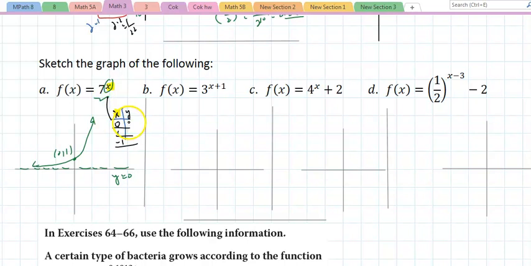7 to the 0 is 1. 7 to the 1 is 7, and 7 to the negative 1 is 1 over 7, so 0, 1. When x is 1, y is 7, so it's a lot steeper than this. 1, 2, 3, 4, 5, 6, 7. So the graph really looks like this, but the green is fine. And negative 1, 1 over 7, it's below.